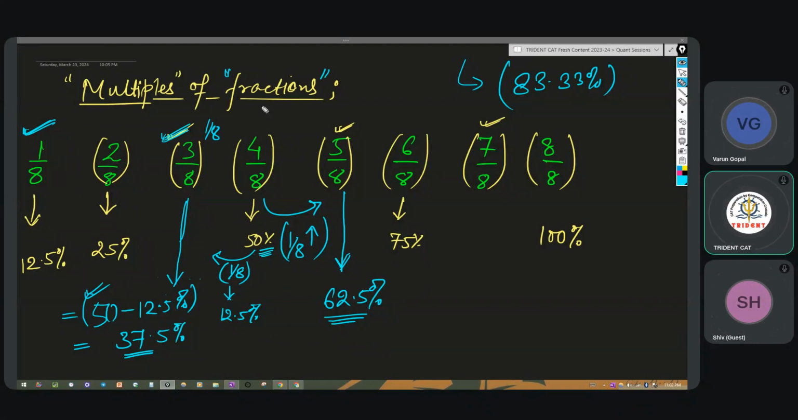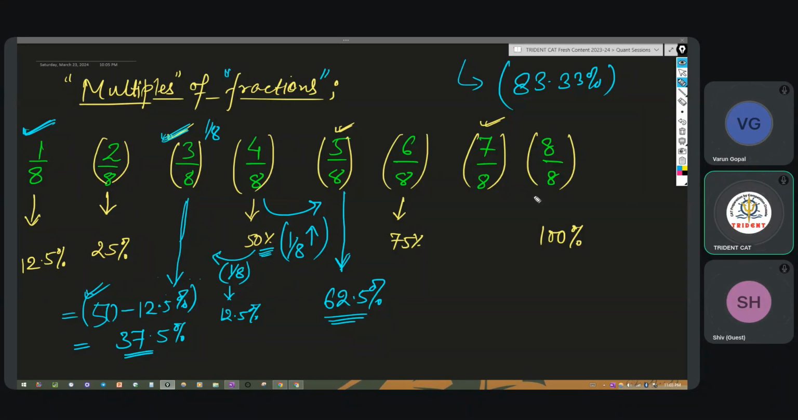But now let me go back to what Shiv was saying. Shiv, can you please repeat once what exactly you were saying? So could you explain the 3 by 8 part? So where did the 50 come from? Okay. Hold on. Should I remove everything and start over again, or just a specific part, the 3 by 8 part? 3 by 8 part, sir.